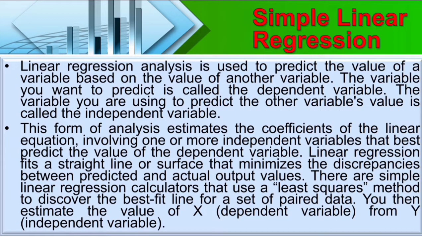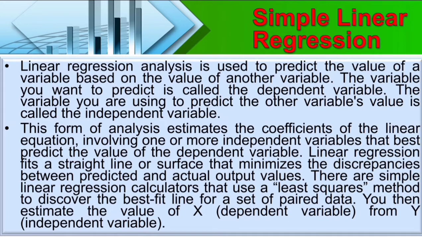Simple linear regression. Linear regression analysis is used to predict the value of a variable based on the value of another variable. The variable you want to predict is called the dependent variable. The variable you are using to predict the other variable's value is called the independent variable. This form of analysis estimates the coefficients of the linear equation involving one or more independent variables that best predict the value of the dependent variable.